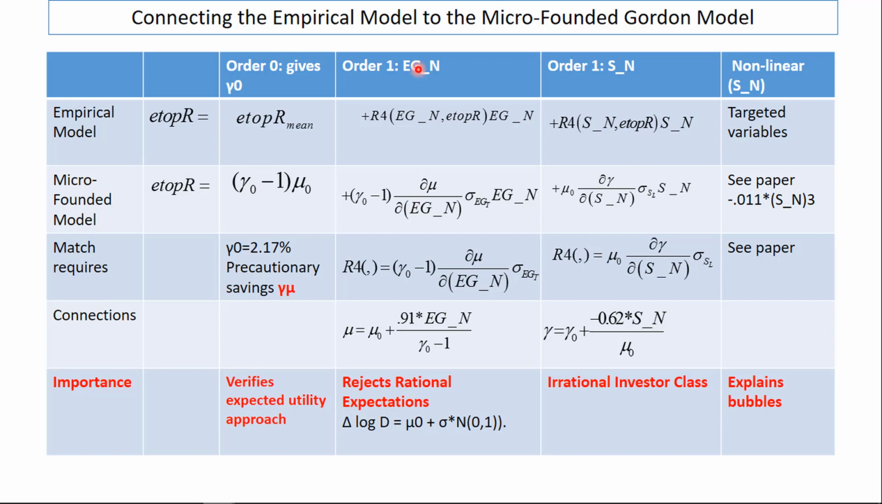If we now come down to order 1, we'll see what the match requires here. It's the regression coefficient, which is related to the gradient of the variable in the discounting model. So for example, the regression coefficient is gamma 0 minus 1 times the derivative of mu with respect to the normalized earnings growth variable times sigma. And similarly for the sentiment variable as well. So now, for the first time, we understand what these regression coefficients really mean. What they're telling us is what the derivatives, the slopes of the parameters of the discounting equation, are. And I think this is a fairly big advance in our capability of understanding equity prices.